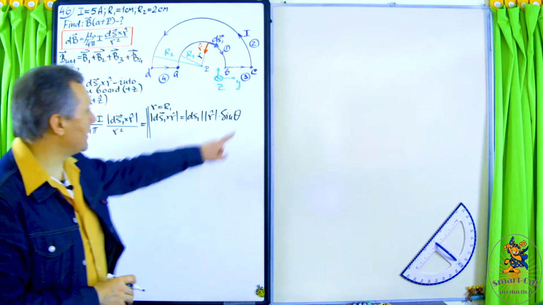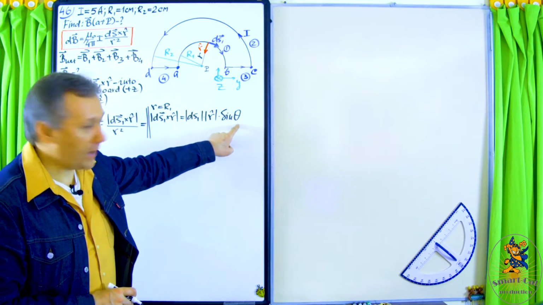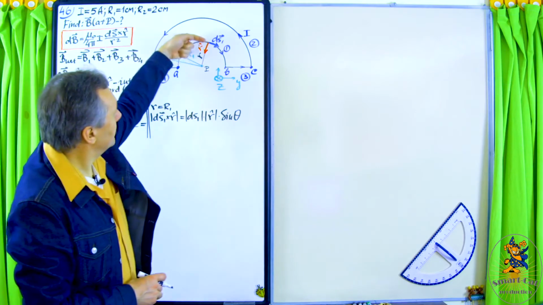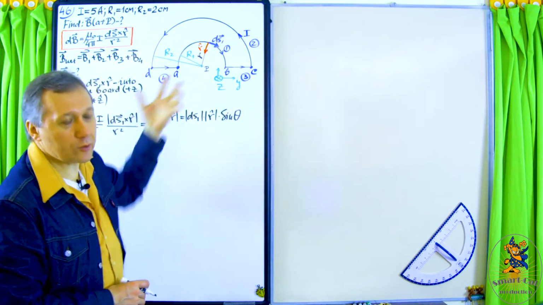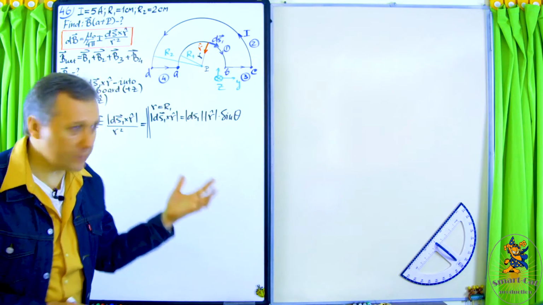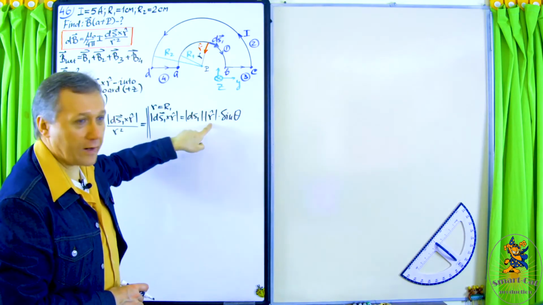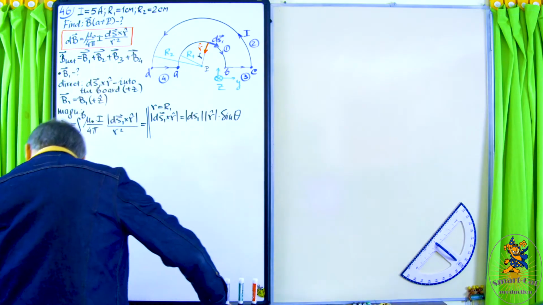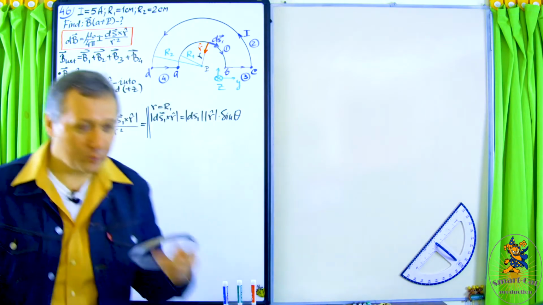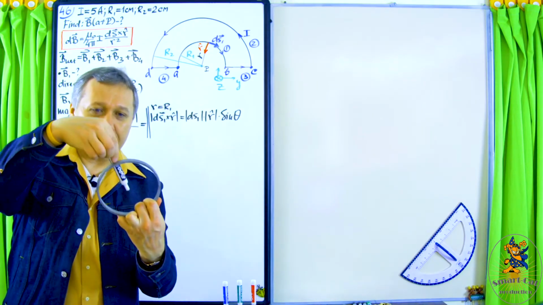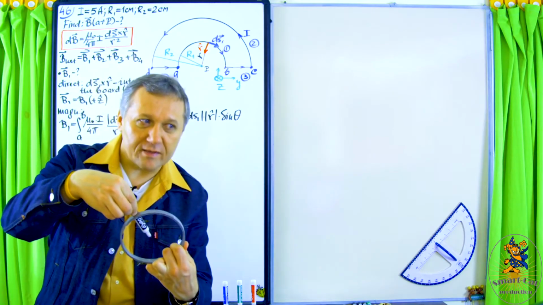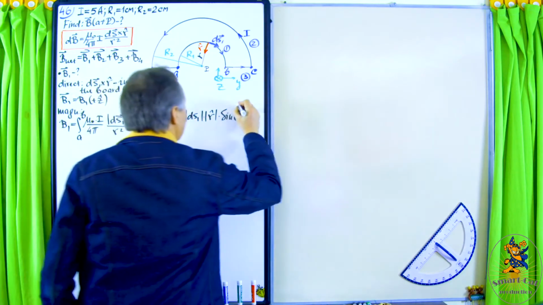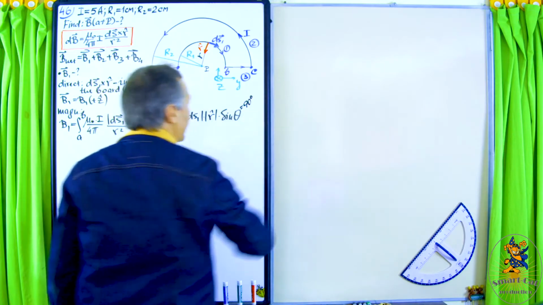What is this angle? What's the value of this angle? Theta. It's the angle between ds and r hat. Look at the picture. The direction of ds is tangential to this loop. I mean, not to the loop, to the semicircle. To the semicircle, tangential direction. The direction of r hat, straight radial. What's the angle between tangential direction and radial direction? We all know the angle is 90 degrees. Property of a circle, right? So this is 90 degrees.